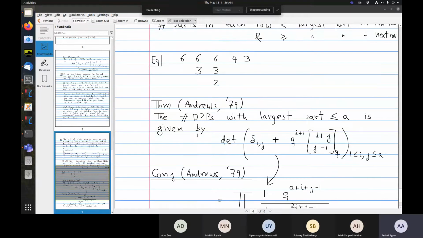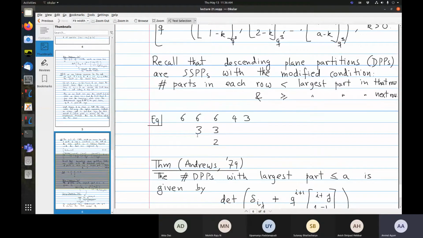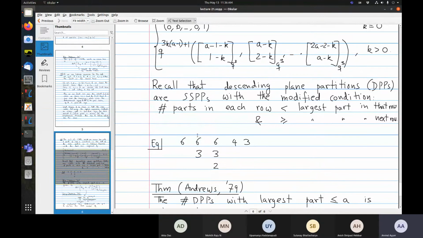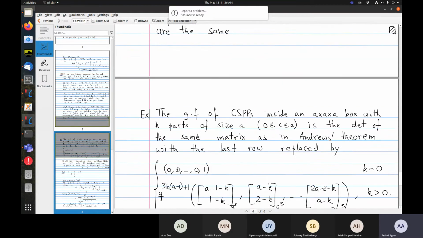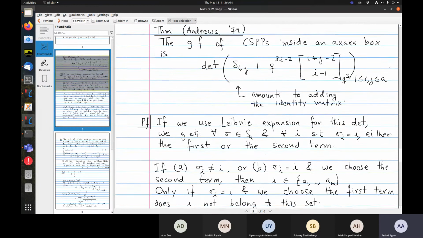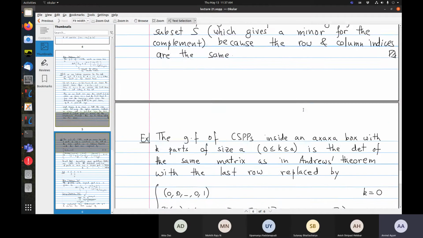Okay, so remember what we were doing. We arrived at a determinantal formula for the number of CSPPs inside an a by b box. It's this complicated looking determinant, for which I showed you how the entries look on Sage.